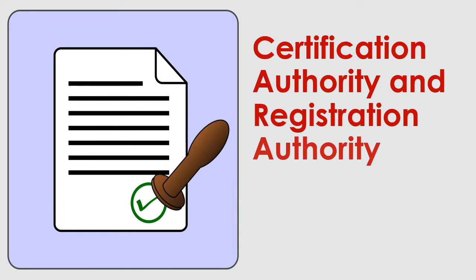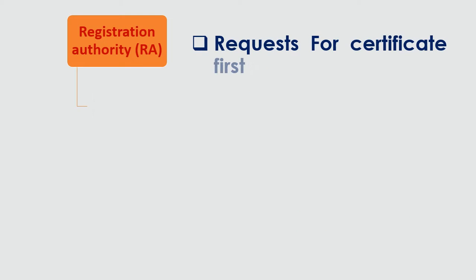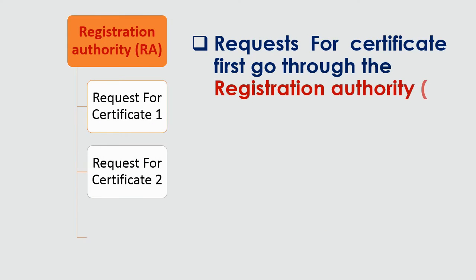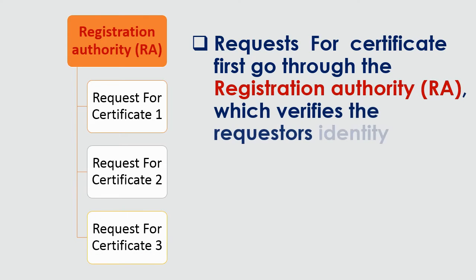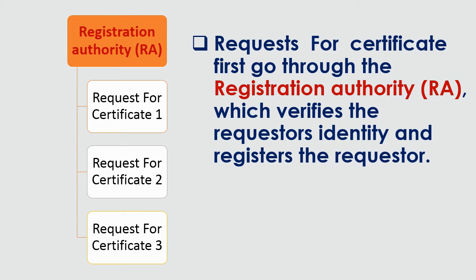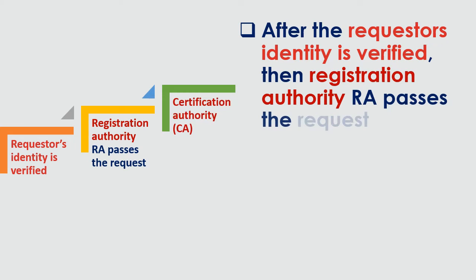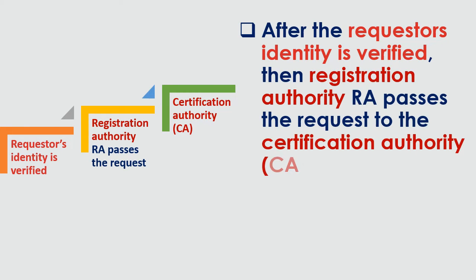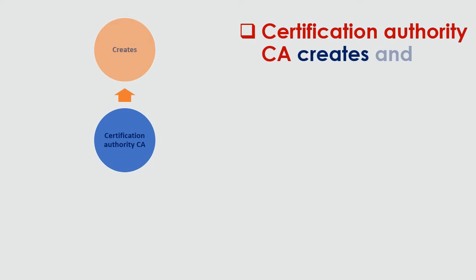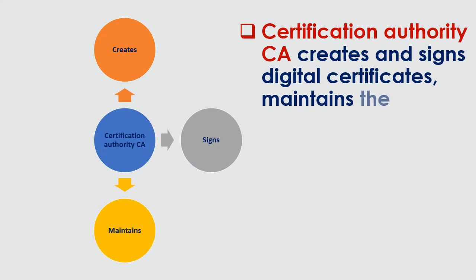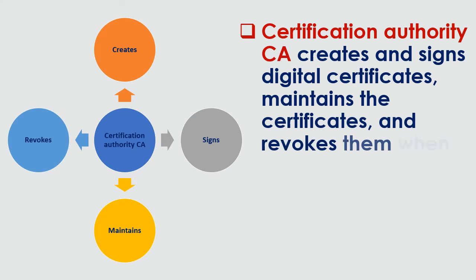Certification Authority and Registration Authority. Requests for a certificate first go through the Registration Authority, RA, which verifies the requester's identity and registers the requester. After the requester's identity is verified, the Registration Authority, RA, passes the request to the Certification Authority, CA. The Certification Authority, CA, creates and signs digital certificates, maintains the certificates, and revokes them when necessary.